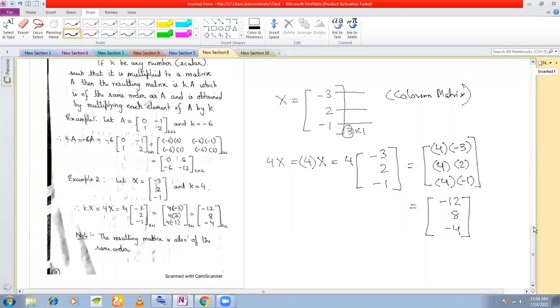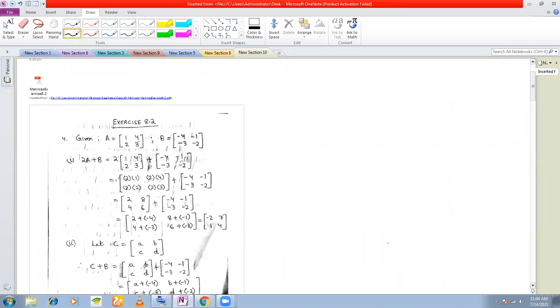Okay, so what you see here is that once you multiply this matrix X with 4, this is the resulting matrix. This matrix is nothing but 4X. We started with the matrix X. Now what you see here is that the order of this matrix X was 3 by 1. And what is the order of this resulting matrix 4X? It is also 3 by 1. Okay, so that is what you must know. Once we know this, we move on to the problems now.